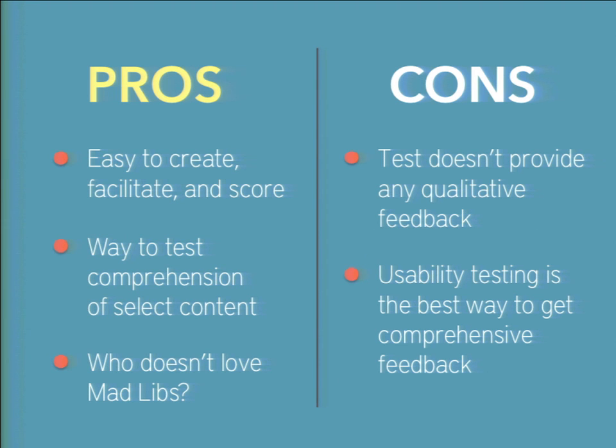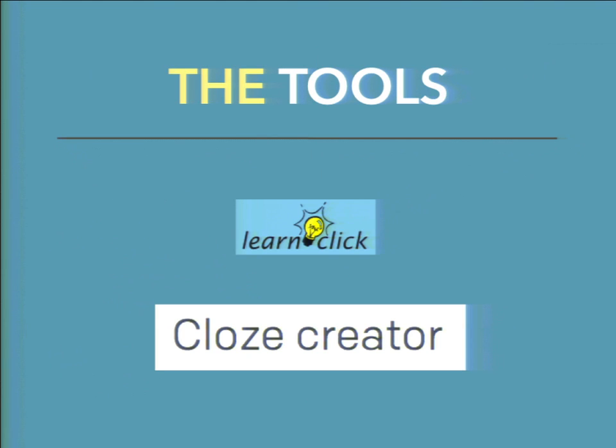Another easy test, you're testing comprehension. The problem with this is you're not testing if they understood what they should be doing. You're not testing if they understood the goal of the page. You're not testing if they can get to the next page. So that's really where usability testing is kind of instrumental. You need to sit down with someone and have them read a page and tell them what they should be doing. A couple of tools for this as well.